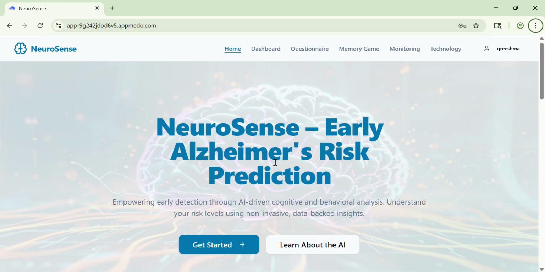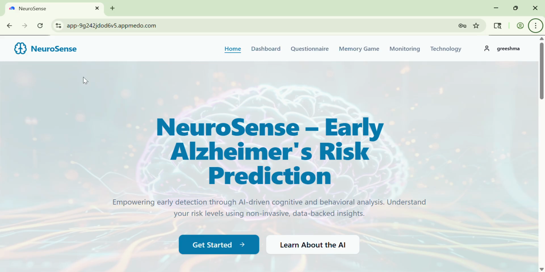Hello everyone, this is our project NeuroSense, an AI-based website developed to predict the early risk of Alzheimer's disease. The main aim of this project is to help identify possible memory or cognitive problems at an early stage. Usually, Alzheimer's requires hospital visits, medical scans, and so on, which can be expensive and not easily available for everyone. So, with this project, we created a simple website where users can take cognitive tests online, and based on their performance, the system predicts the risk level using AI.